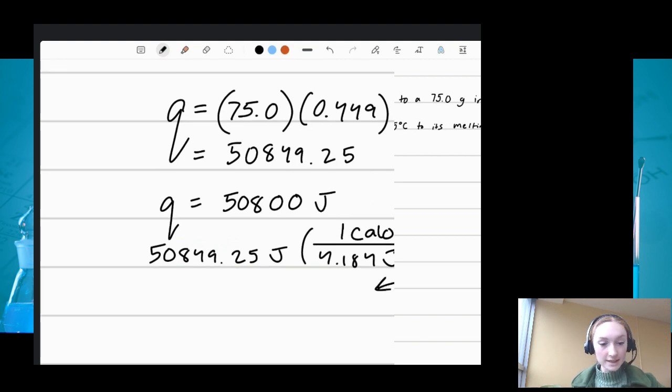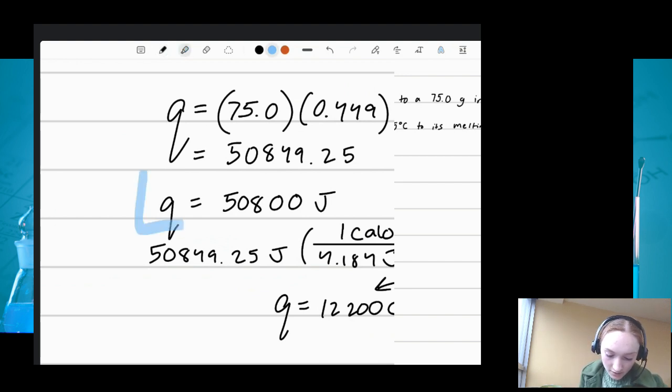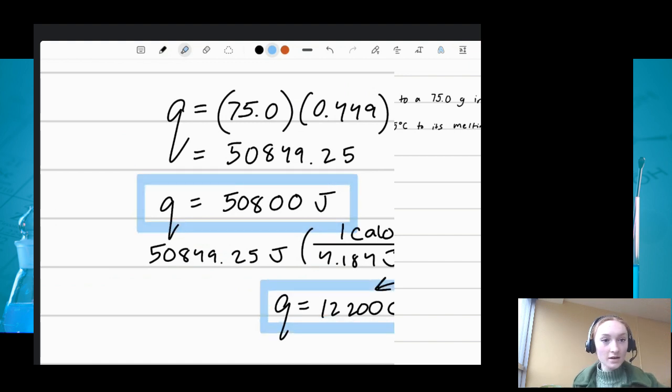So with 3 significant figures as well, Q will equal 12,200 calories. So these are the 2 answers for this problem. Let me know if you have any questions so far.